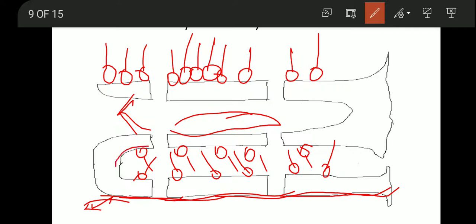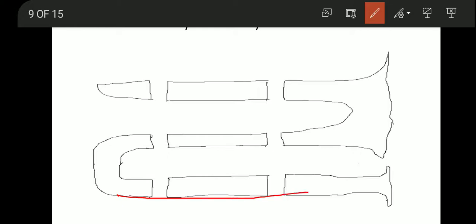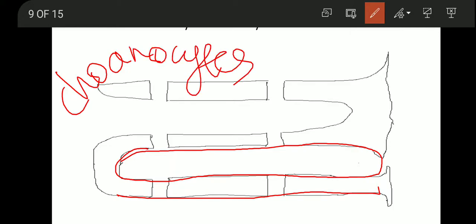This layer is called the epidermal layer, and this layer is called the gastric layer. In the gastric layer, we find gastric cells or choanocytes. I've told you the function of choanocytes, that is they help in respiration. And the cells of this epidermal layer are called pinacocytes.